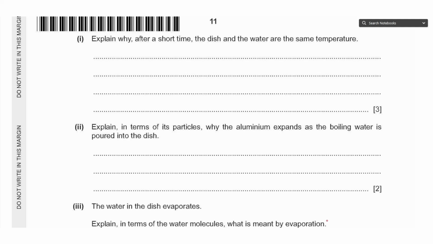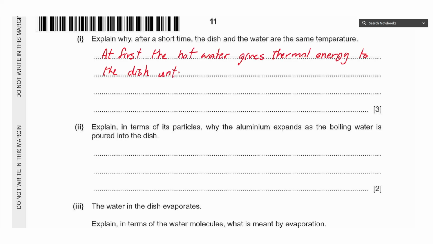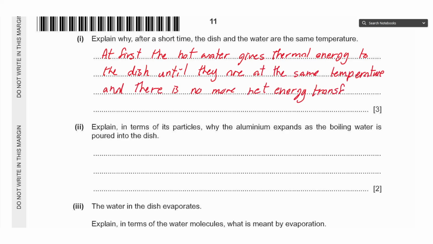So this is due to transfer of heat energy. We say at first the hot water gives thermal energy to the dish until they are at the same temperature and there is no more net energy transfer between the two objects. This is called thermal equilibrium. When two objects are at the same temperature, there is no net energy transfer between them as heat.